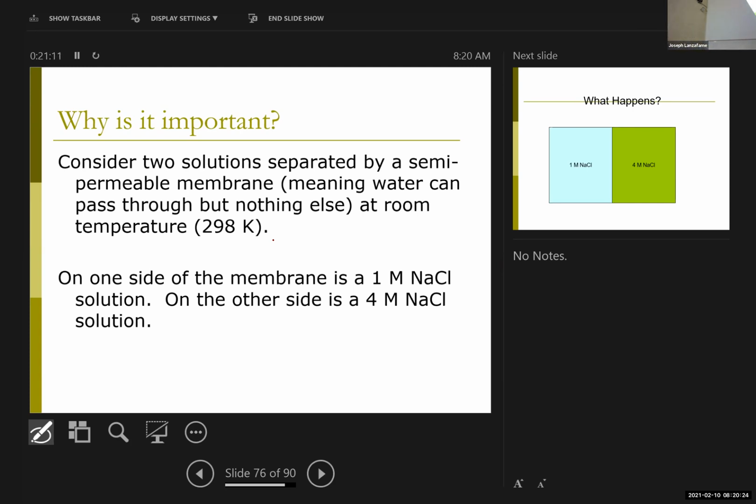The reason it becomes important is because what in the chemistry lab would seem to be a somewhat artificial setup that I had to construct exists naturally in cells. Cell membranes are semi-permeable. And so biologically, you always see osmotic pressure.